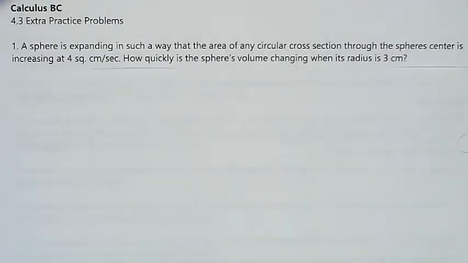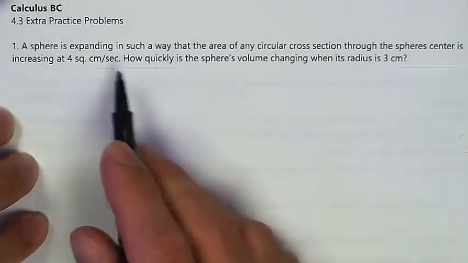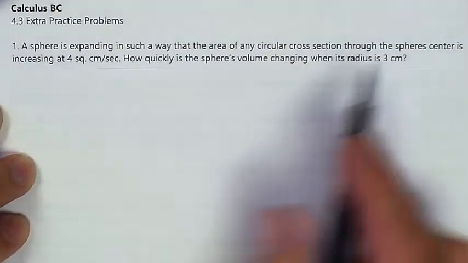In this video, I'm going to be working more related rate problems and working through the 4.3 extra practice. So, a sphere is expanding in such a way that the area of any circular cross section through the sphere's center is increasing at 4 square centimeters per second. How quickly is the sphere's volume changing when its radius is 3 centimeters? All right, well, what are they telling me? The area of the circular cross-section.